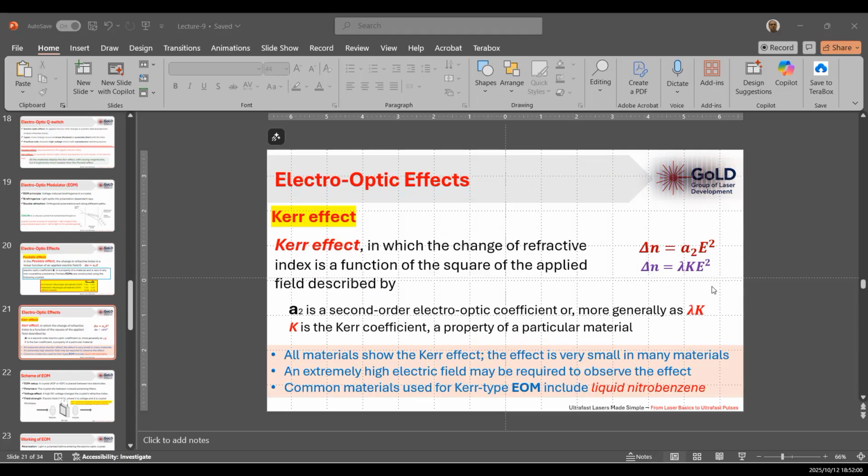Okay, remove this one. Change in refractive index is directly proportional to E square. You don't need to substitute any value here. We are just showing metaphorically that we need twice the electric field as compared to the Pockels cell.